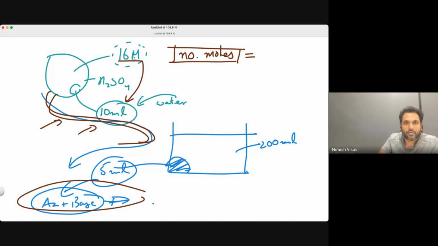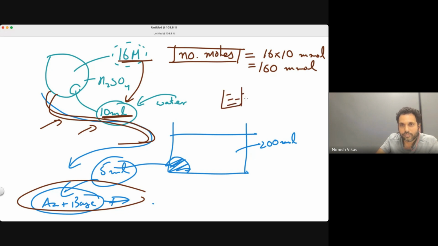Number of moles N will be how much? I took 10 ml of 16 molar, so 16 into 10 millimoles. If you write milliliters and multiply with molarity, you get millimoles. If you take liters and multiply with molarity, you get moles. So you got 160 millimoles. So I took 10 ml, and in this 10 ml, I'll just draw it over here, I have 160 millimoles of the acid H2SO4.